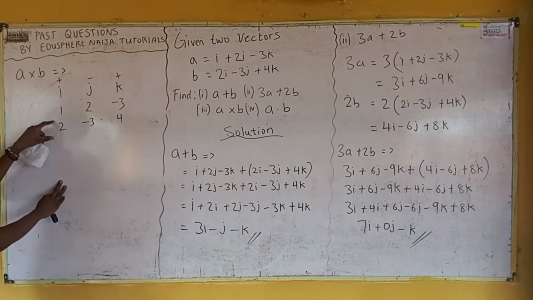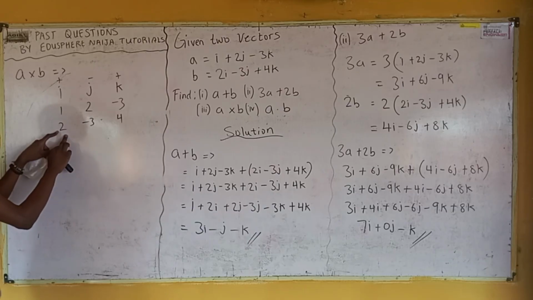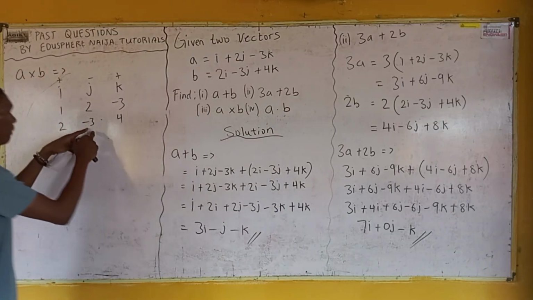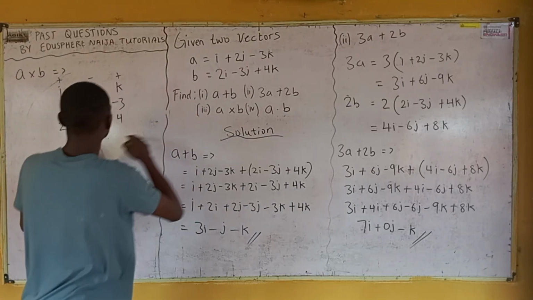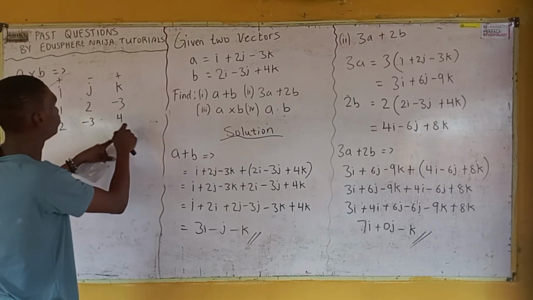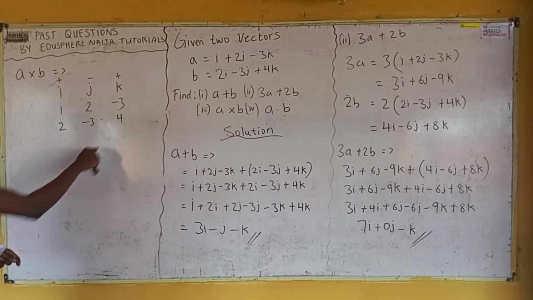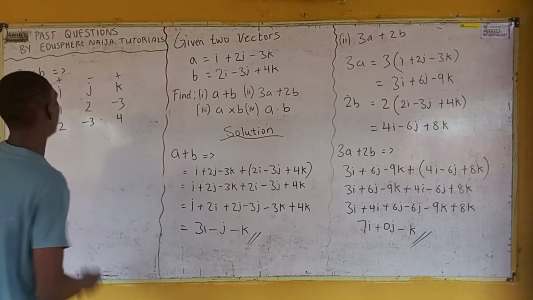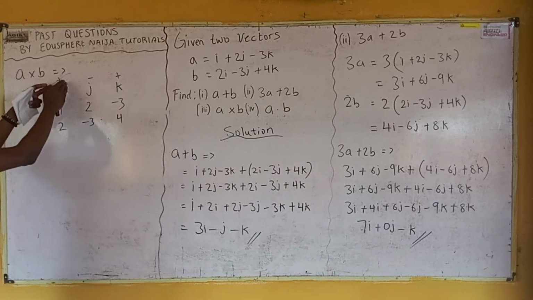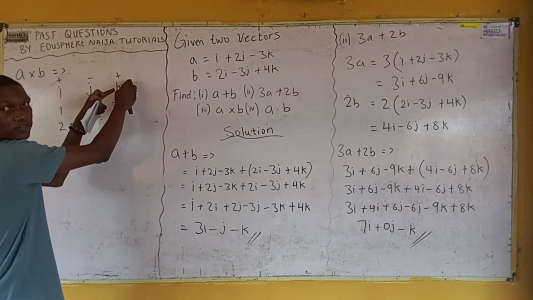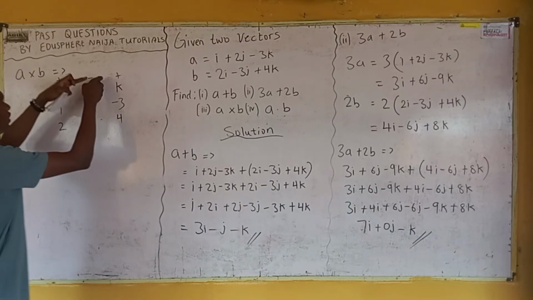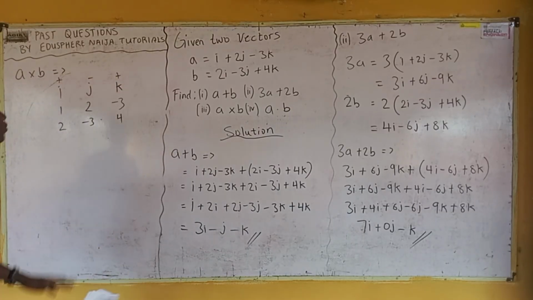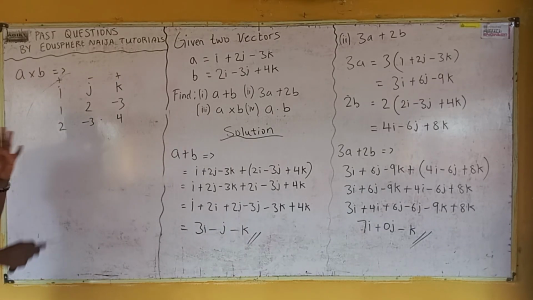For b, we have i to be 2. We have j to be minus 3. Then we have k to be plus 4, which is the 4 we have here. The next thing you should take note of is that for the determinant of a matrix, we are going to have positive, negative, positive.